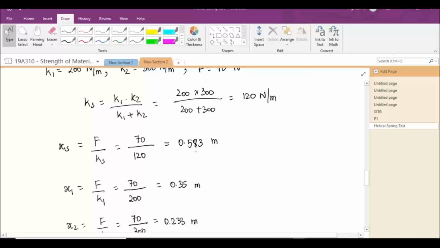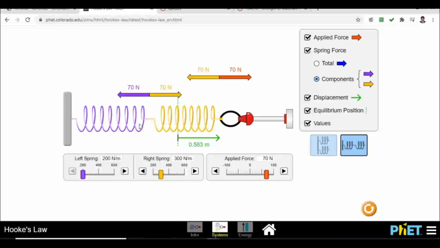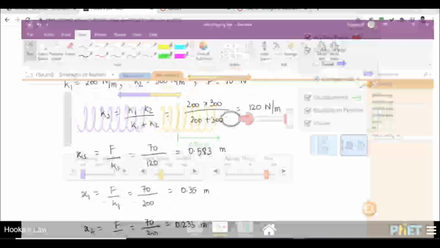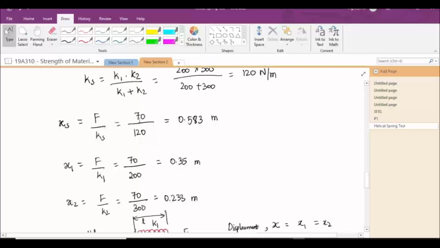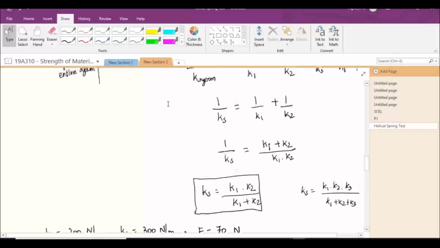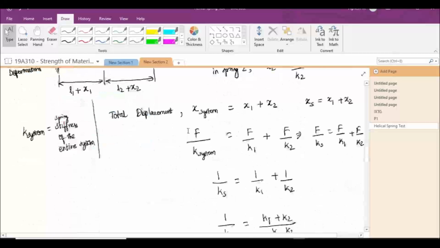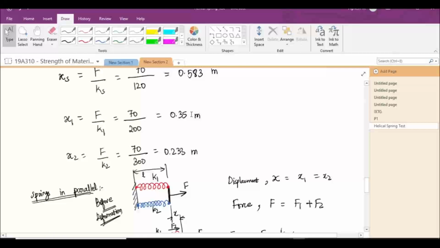Also, I get the stiffness as 120. So this shows that whatever I got is exactly correct. You can also see that the same force is applied in the first spring and the second spring. So throughout this entire system, the same amount of force is applied, and that is also verified here.